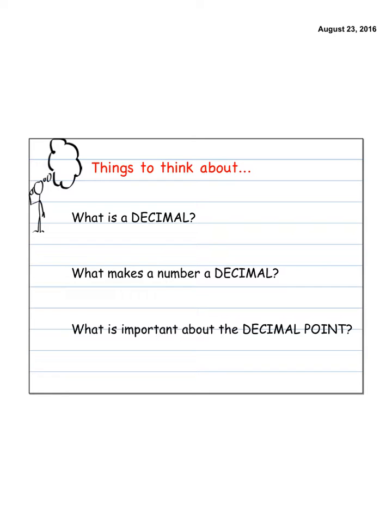So some things to think about. What is a decimal? Well, a decimal is a number between two whole numbers. So if we have 1 and we have 2, then if we have 1 and 4/10, that means it is between 1 and 2. So a decimal means that it's part of a whole number. So if we have just 5/10, it's part of the whole number 1.